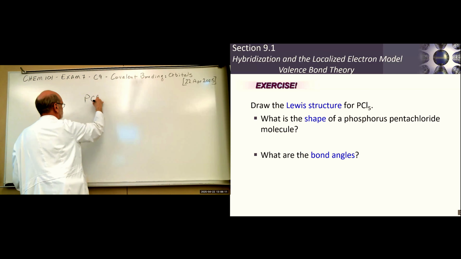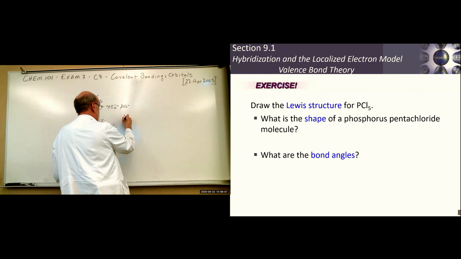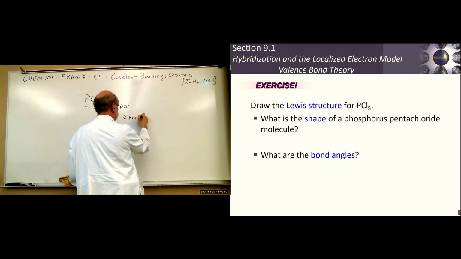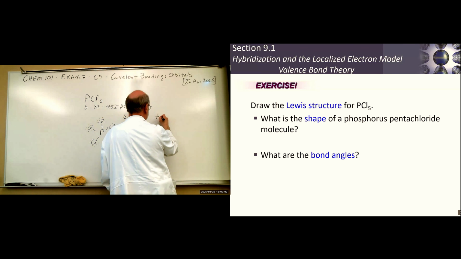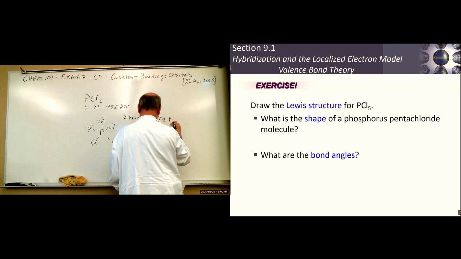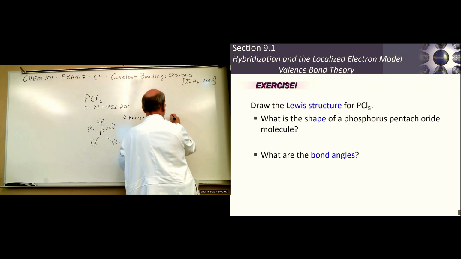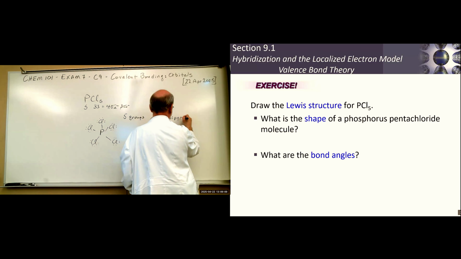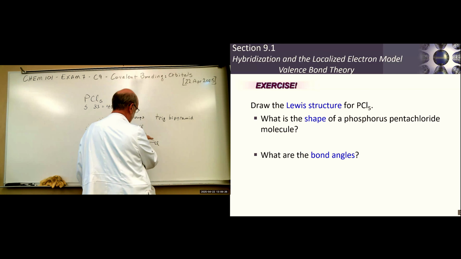There we go. So what structure does this tell us according to VSEPR? If you have 5 groups, that's a trigonal bipyramid. Okay, which looks something like this. Phosphorus in the middle. Up here we have a chlorine. Down here we have a chlorine, chlorine, and chlorine, and a chlorine in the back.